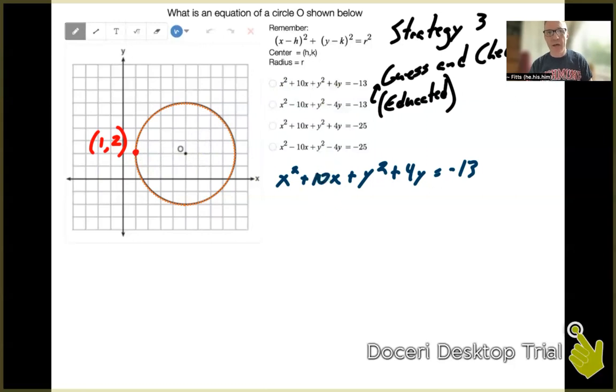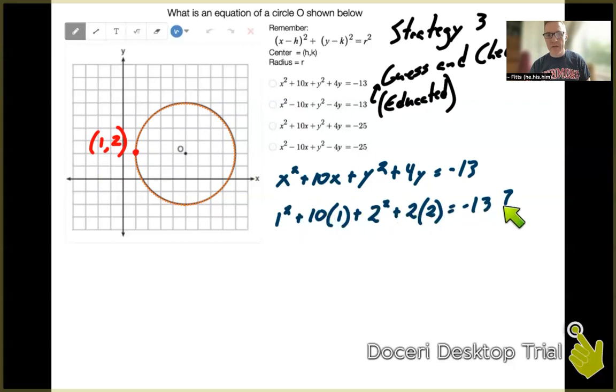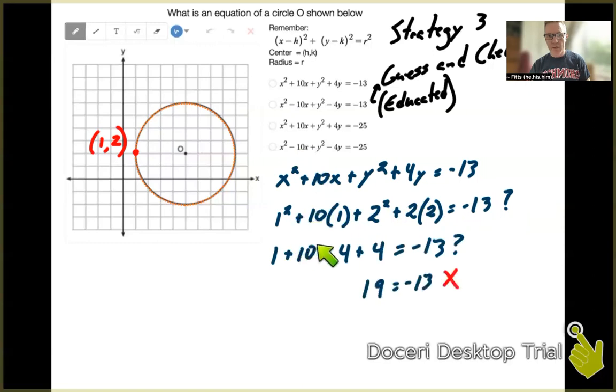So this is a little less algebraic than what we were doing before. That's why I kind of like it. So if I plug in 1, I'm just using this first one here for x, and 2 for y. So what do I end up with? 1 squared plus 10 times 1 plus 2 squared plus 2 times 2. Does that equal negative 13? I don't know. Let me expand that. 1 squared is 1. 10 times 1 is 10. 2 times 2 is 4, plus 4. No, that all equals 19. Definitely does not equal negative 13. So this first one is out.